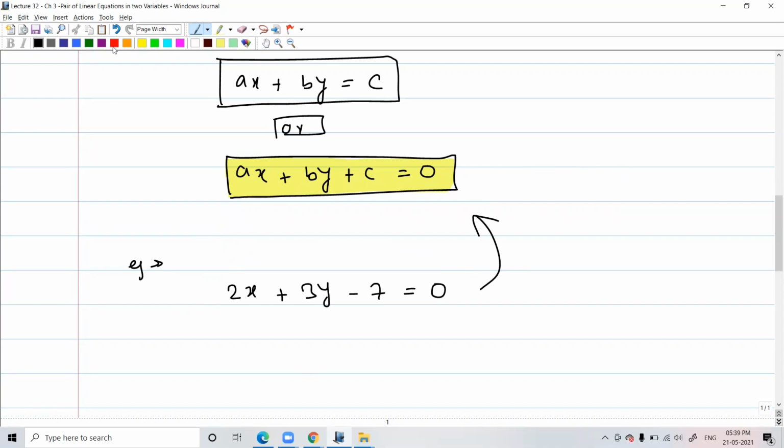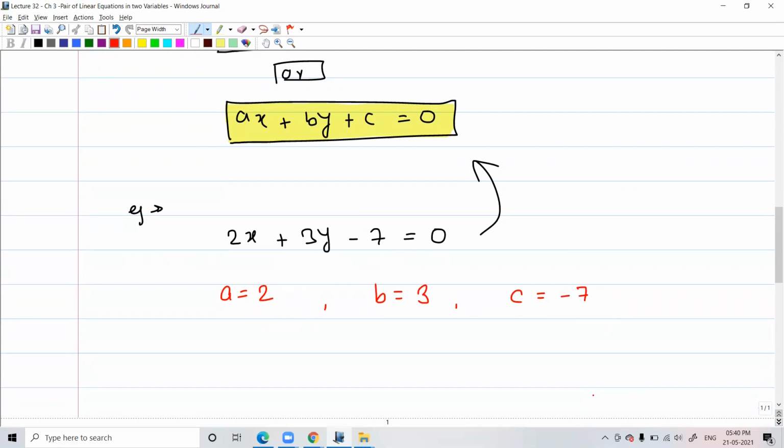Okay, and then from this equation, can you tell me what will be the corresponding values? What is the coefficient of x here? What is a here? 2, sir. 2, a is 2. Very good. What is b? 3. And what is c? Minus 7. Yes, you should consider the sign also, so it should be minus 7. So a, b, c we can figure out from here. So this is a standard form of linear equation in two variables.